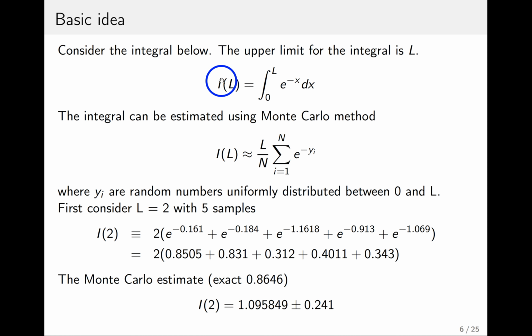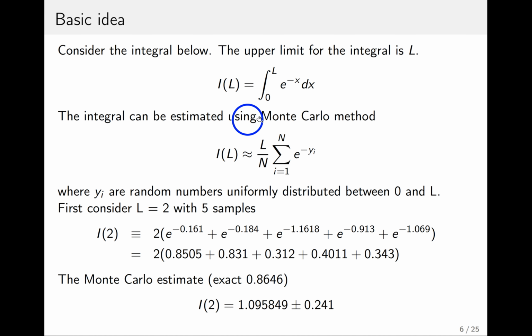Okay, consider the upper integral, which depends on L, and I'm just going to vary the length because it changes the properties of the integral. Obviously we can do this by hand. We're just testing some of the ideas in one dimension, but in reality these Monte Carlo methods and various variance reduction methods are mostly useful in multiple dimensions.